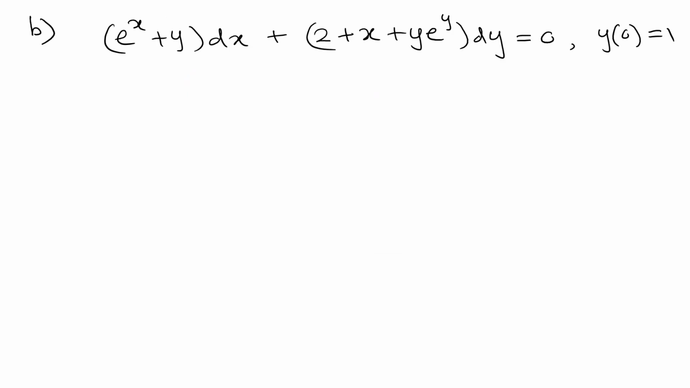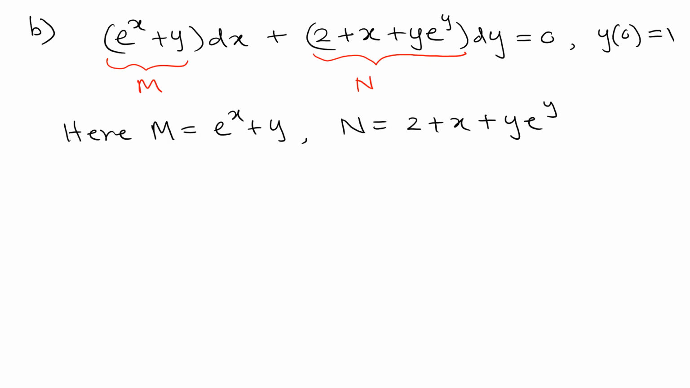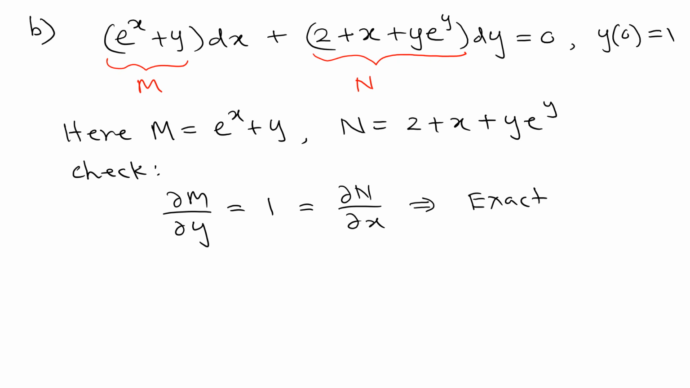As the next one, we have e to the x plus y dx plus 2 plus x plus y e to the y dy equals 0, along with y of 0 equals 1. In this problem, you can see that the first one is the M function, and this is the N function. Let's take the derivative and check whether this is exact. So we have M and N, and now we take the derivative. You see that partial M over partial y equals 1 and also equals partial N over partial x. So this is exact.